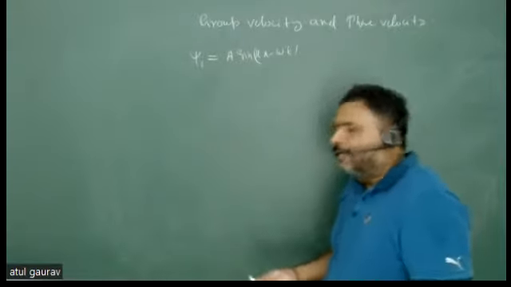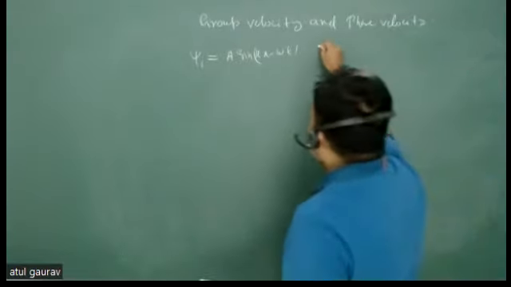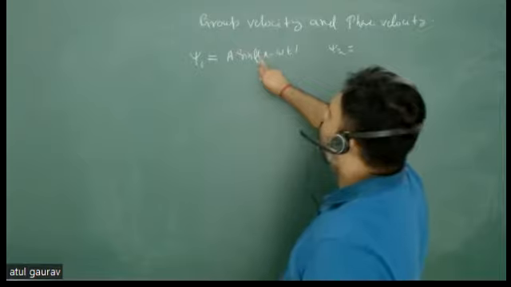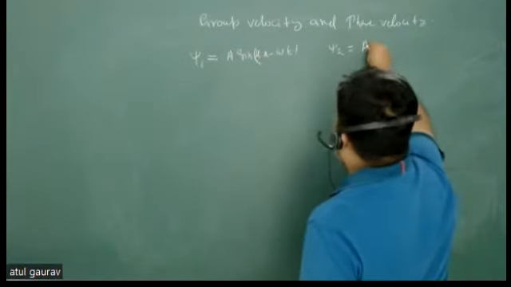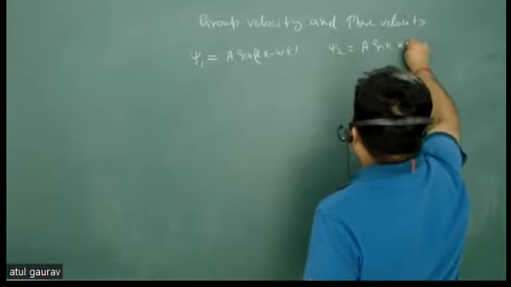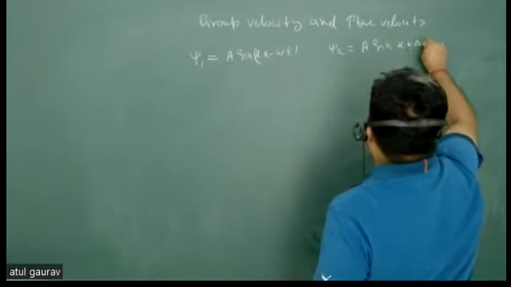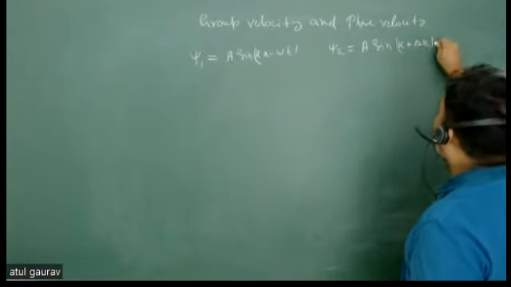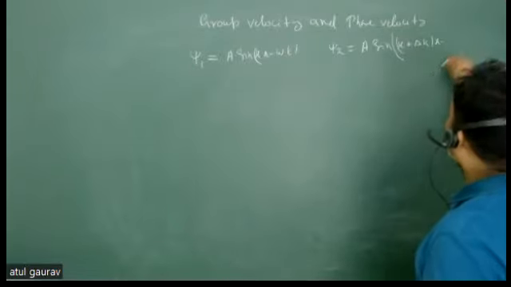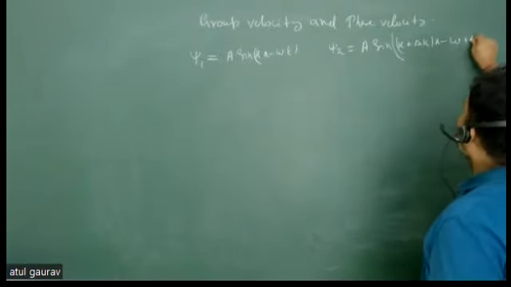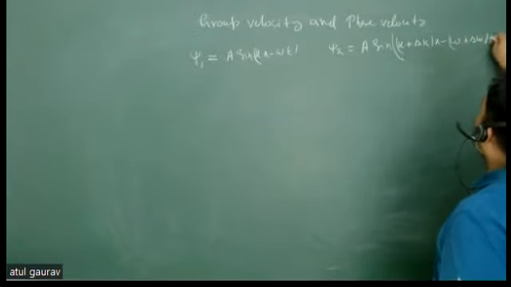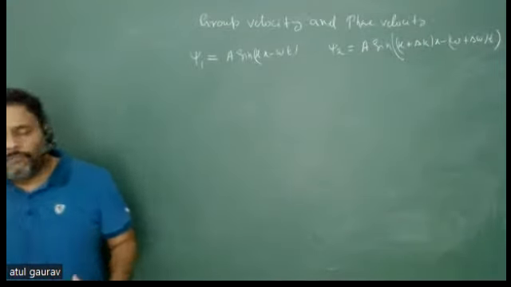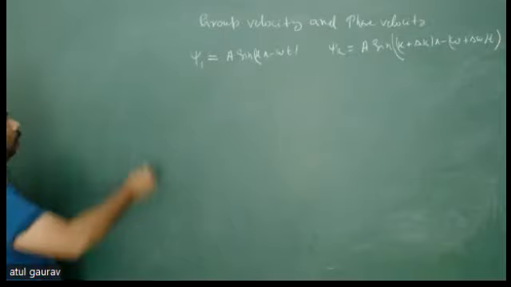So what we are doing, we are just trying to take another wave, the second wave, which has slightly different k and different omega. So what is this value? This value is a sin((k plus delta k) into x, obviously, into x. And I have to take one more bracket. And (omega plus delta omega) into t. So I am just trying to take these two waves and trying to make the superposition of this thing.